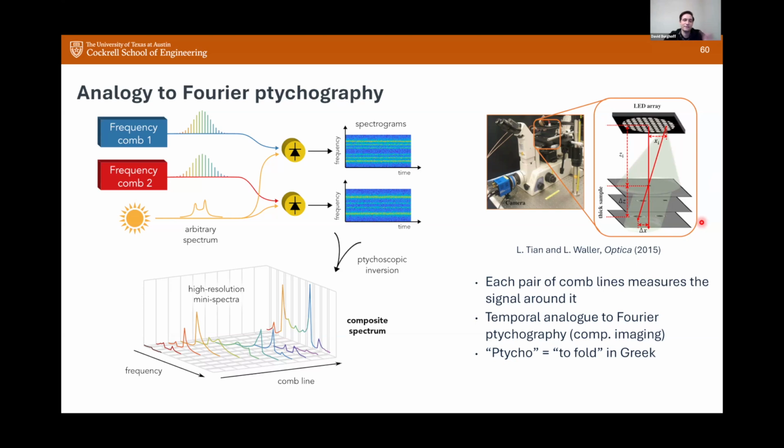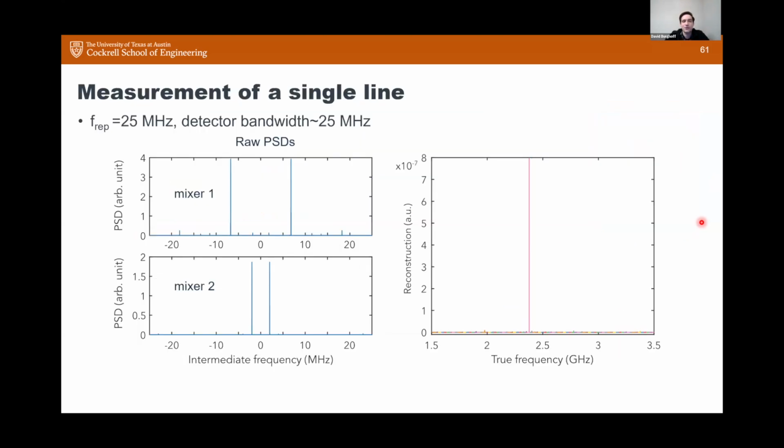All these lines are initially folded on top of each other, and you have to use this algorithm to essentially unfold them. And so we actually showed that this does in fact work. If you have a single frequency line and you use this tachoscopy technique with combs to measure it, you can reconstruct the spectrum of this line very effectively. Even though we have a very low bandwidth detector, in this case only 20 megahertz of bandwidth, we can recover the spectrum of this radiation source over a range that's much greater than that.